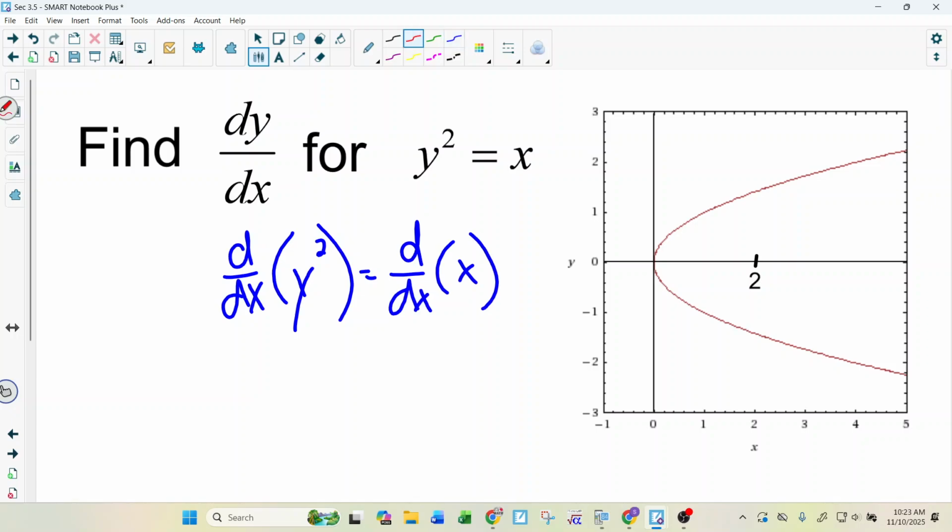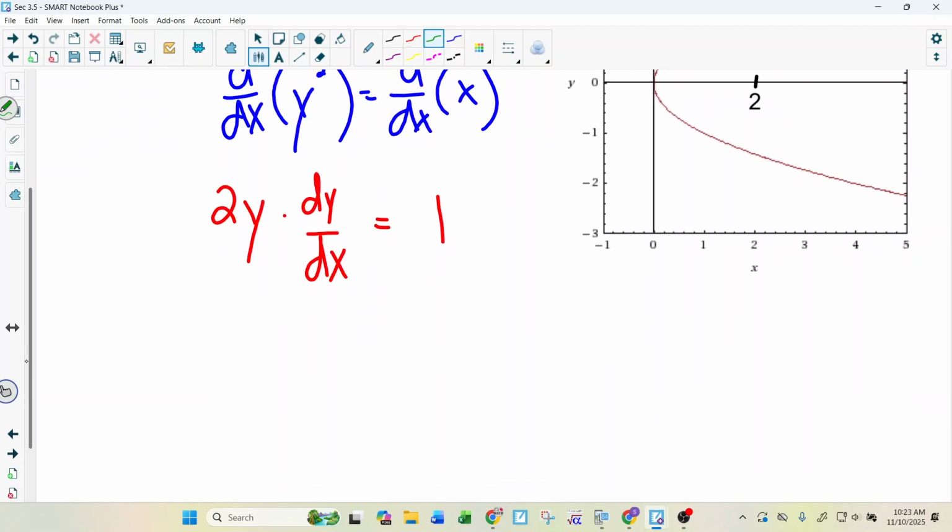So take the derivative of both sides. Well, the derivative of x is just 1. And the derivative of y squared, we just talked about that, is 2y times dy/dx. So you're trying to find dy/dx.